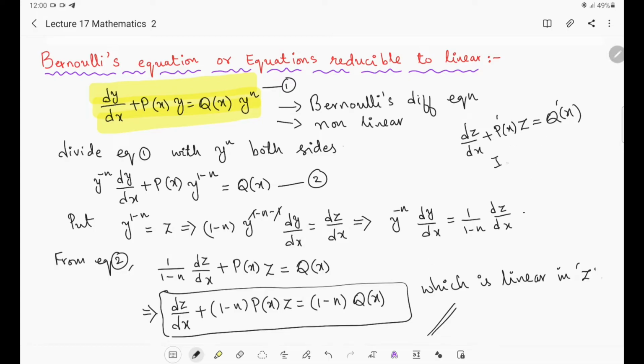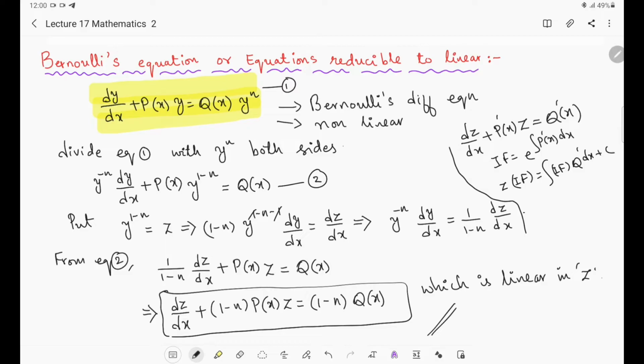Then what will be the integrating factor for this? Integrating factor for this is e power integral p dash of x dx, and the general solution we know, general solution will be z into integrating factor, because z is the dependent variable here, not y. So, z into integrating factor equals to integration of integrating factor into q dash of x dx plus c.